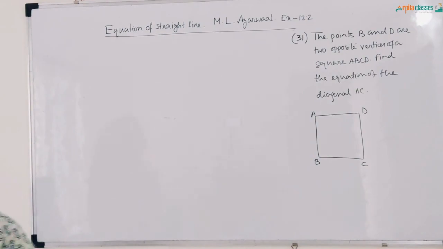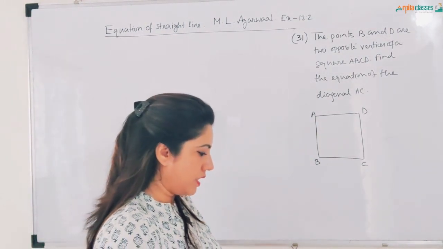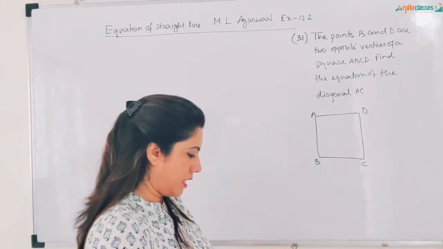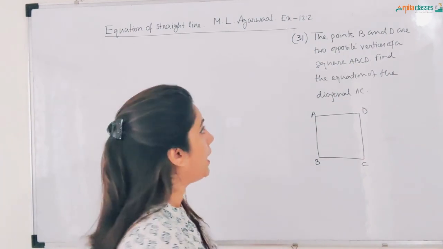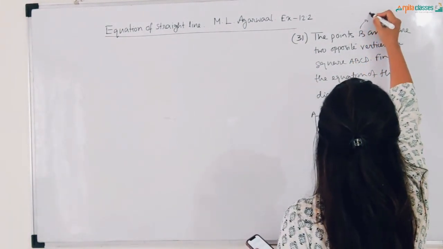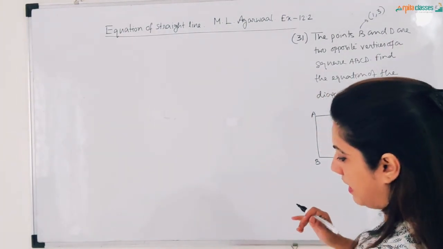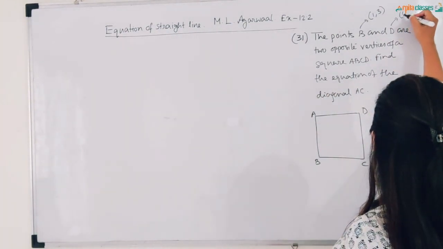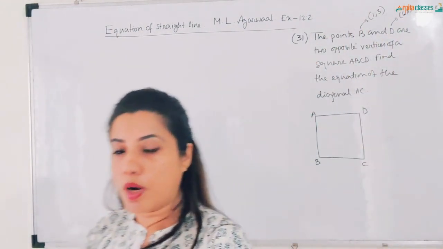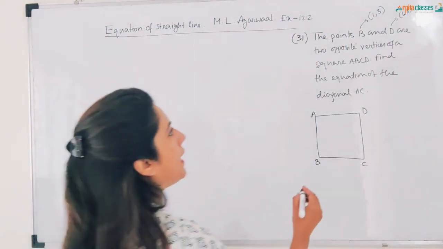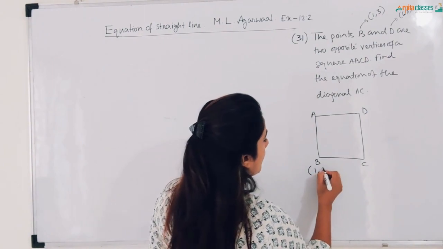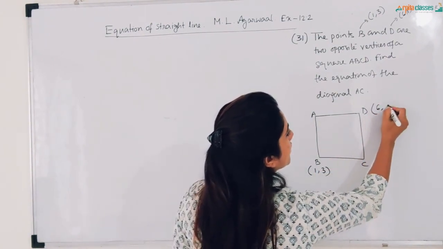I think the coordinates are not written. So B is (1, 3). Please write it down in the question, I forgot to mention. And D is (6, 8). So these are the coordinates of B and D. So B is (1, 3) and D is (6, 8).